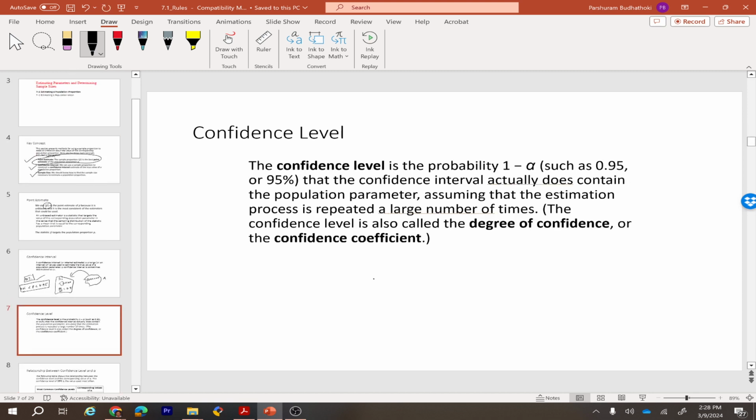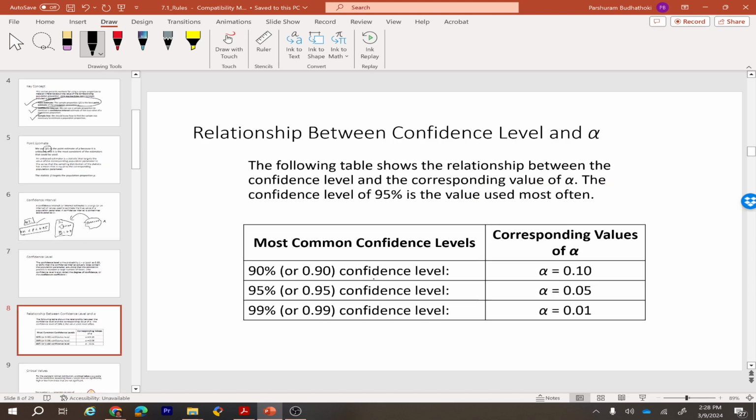Okay, so normally the confidence level is 1 minus alpha, where alpha is called the degree of confidence. So there is a relation between alpha and confidence level. If alpha is 0.10, which is 10%, then confidence level is 90%. So it's 1 minus alpha. If confidence level is 95%, then alpha is 0.05, which is actually 5%.